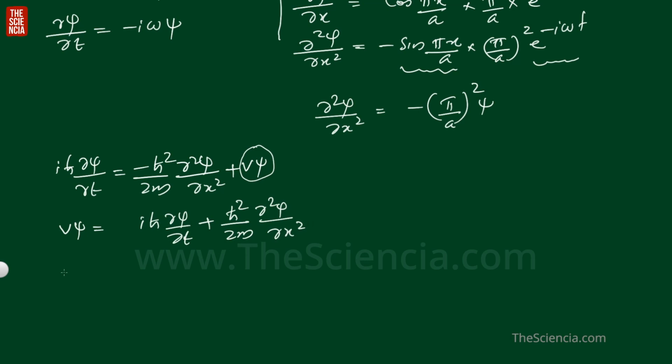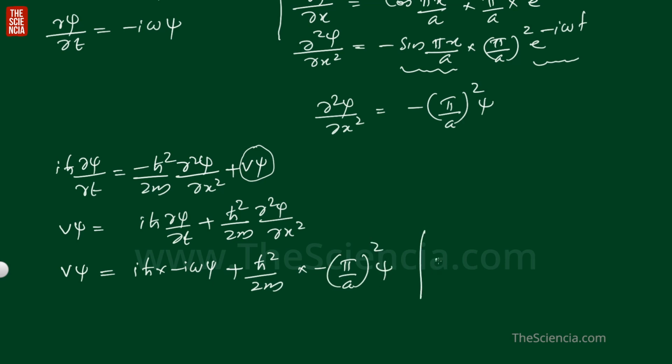Now I can substitute these values, that is Vψ is equal to iħ into −iω ψ plus ħ²/2m into ∂²ψ/∂x², that is −(π/a)² ψ. So I can find out the potential V is equal to ħω minus ħ²/2m into (π/a)². This will be the potential of the particle.